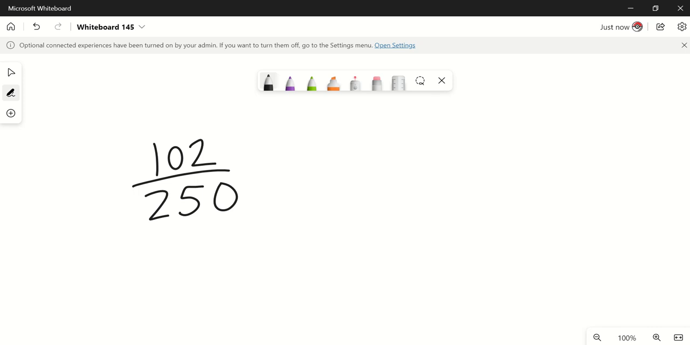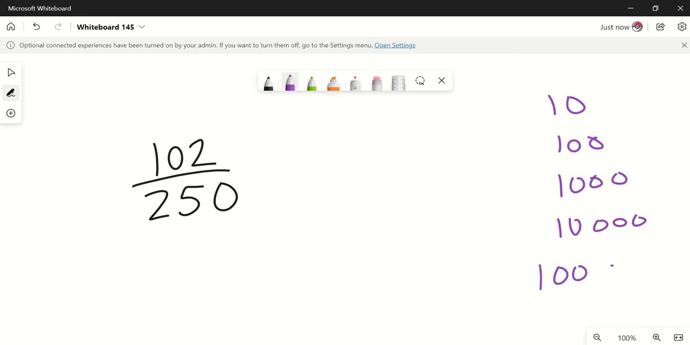Now remember, your denominators need to be 10, 100, 1,000, 10,000, 100,000, and so on for this to work. It cannot just be 200, 300, anything like that. They have to be the family of tens. You just add a 0 to the end of it because that's how each place value goes up.